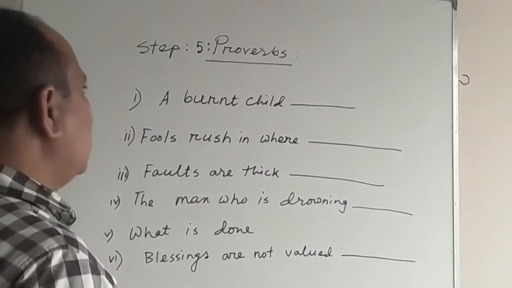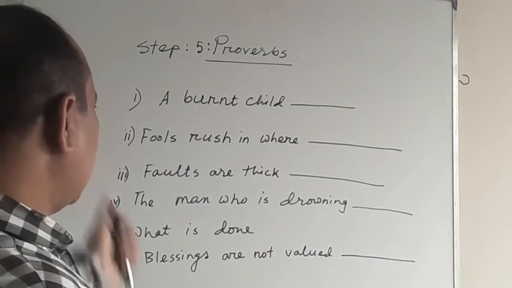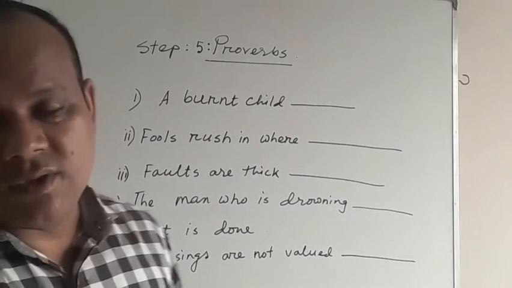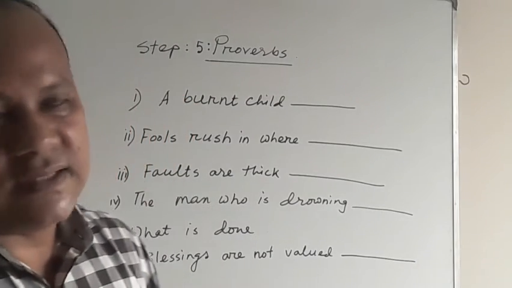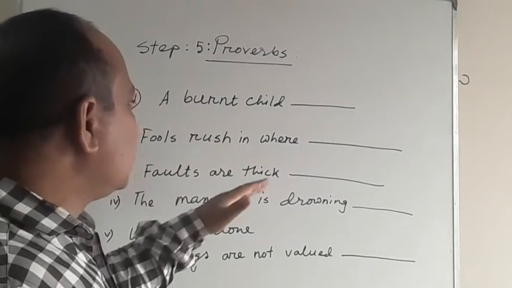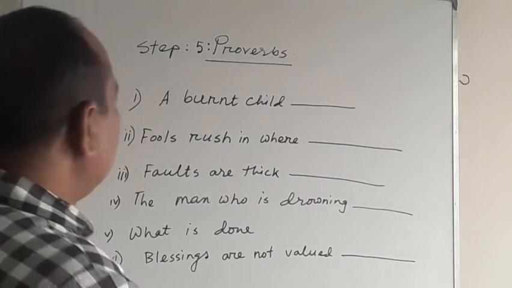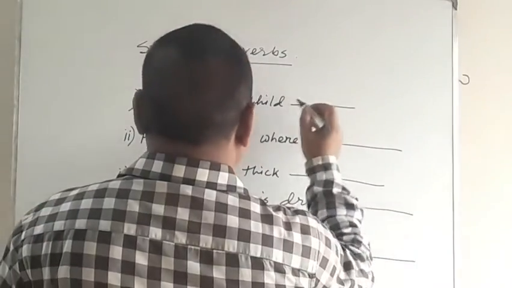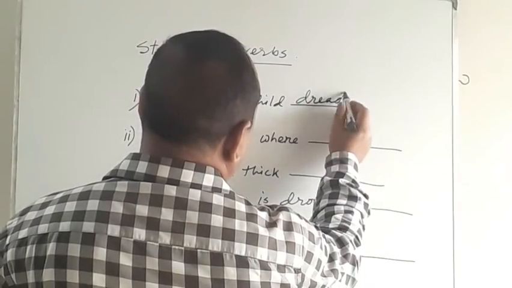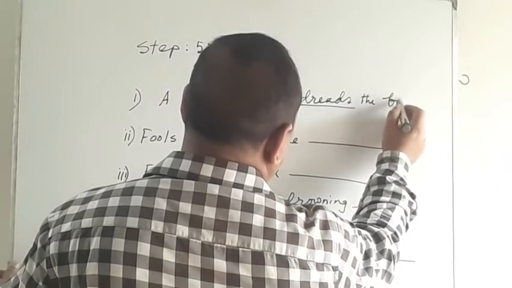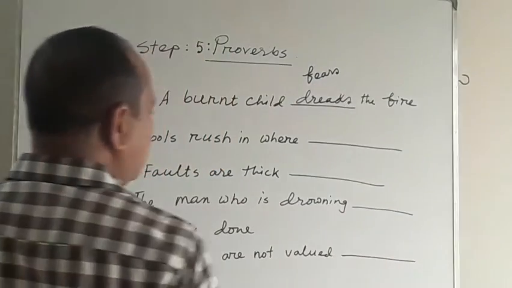So my dear students, this is the last step, step 5, and it is about proverbs. Sometimes you may find one or two proverbs in your completing sentences, and it's a bit different because you cannot make it yourself. The sentences must have congruity, that is, you have to write what is in the dictionary or what is in the English language. A burnt child, the next part would be, dreads the fire. You can change this word also. You can say fears the fire and nothing more.